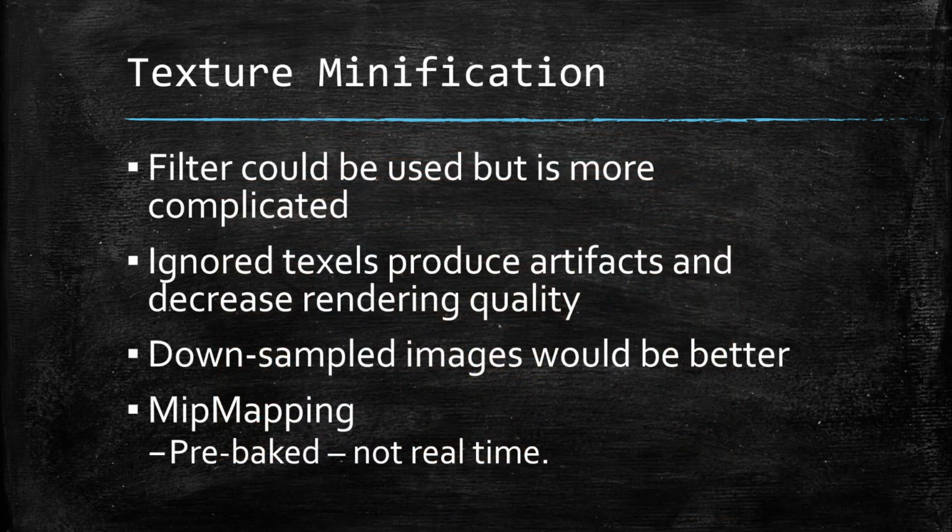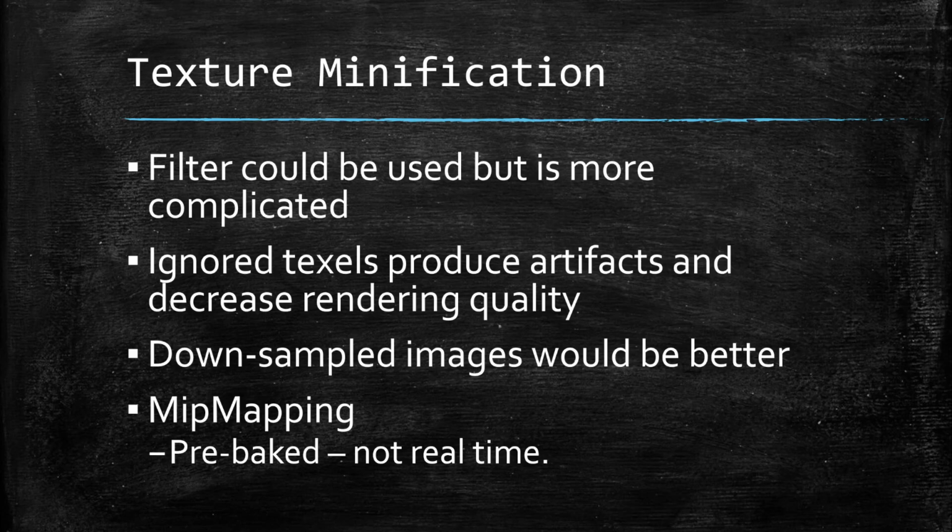Now, texture minification, as I was mentioning before, is a little bit more complicated, and just ignoring the texels and hoping that it looks good, like with magnification, doesn't look so good. Ultimately, what we would rather have is a downsampled texture image that would be mapped pretty close to the texel size, the pixel size. And that's what's called MIP mapping.